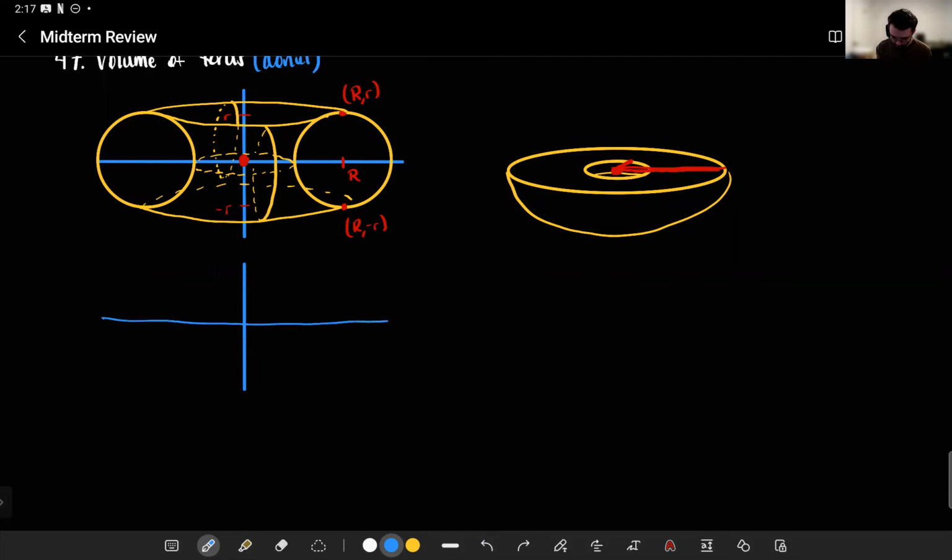Straighter. Cool. So let's draw this starting circle again.